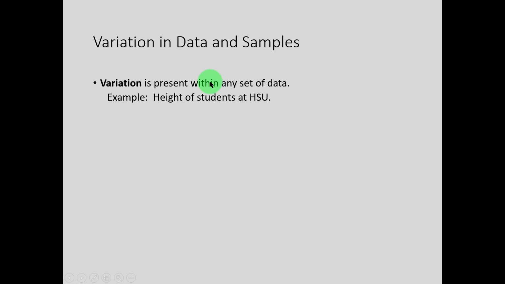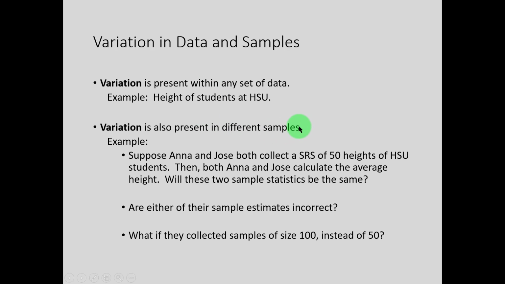So variability is present within samples, but it is also present across different samples. For instance, suppose Anna and Jose both collect a simple random sample of 50 heights of HSU students. Then, both Anna and Jose calculate the average height. Will these two sample statistics be the same? Well, no, right? Anna and Jose are going to be collecting samples that are most likely very different, and the sample statistics from them, the average height, are also going to differ.